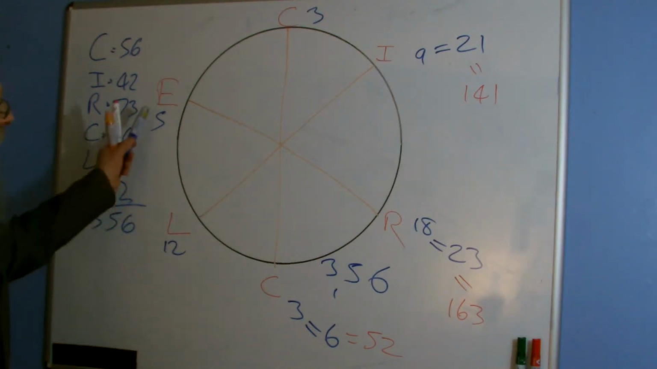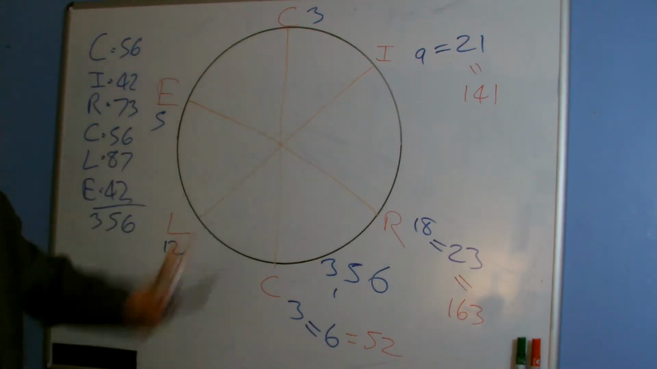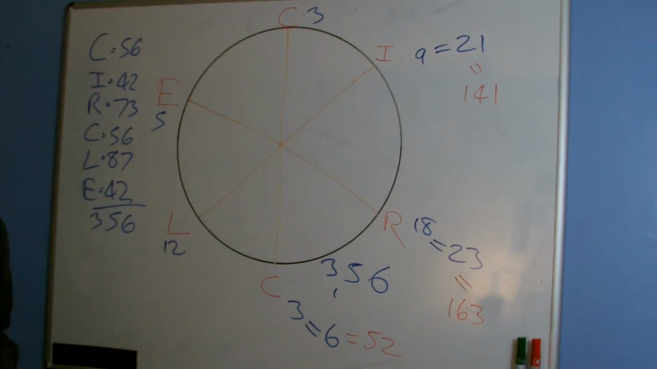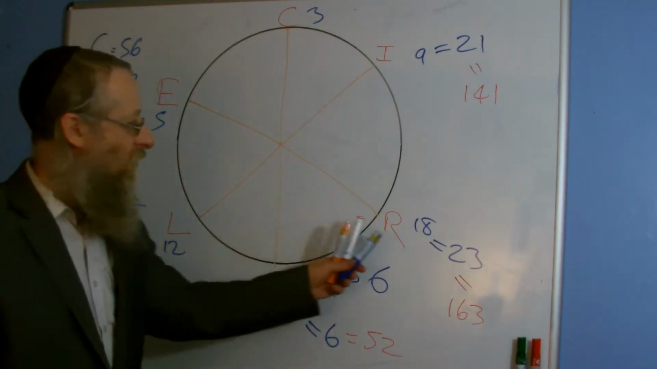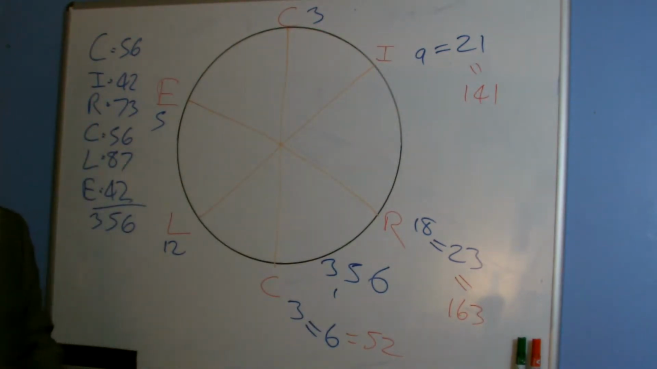And what I've done is added up the placement values opposite each other, which you can only spot if you write in a circle. You can't see it otherwise. And I've worked out the large values corresponding to these letters, and they gave me exactly the same number, 356.